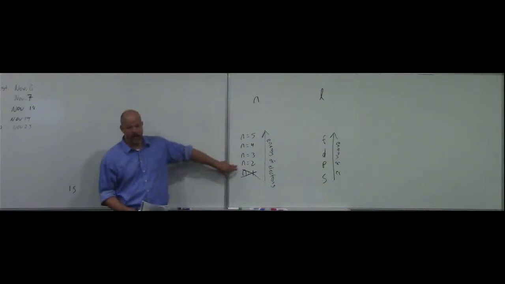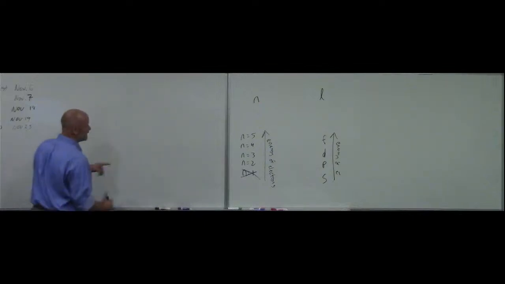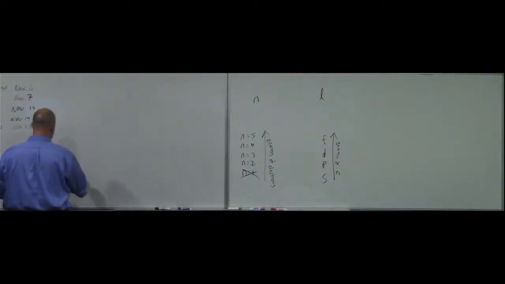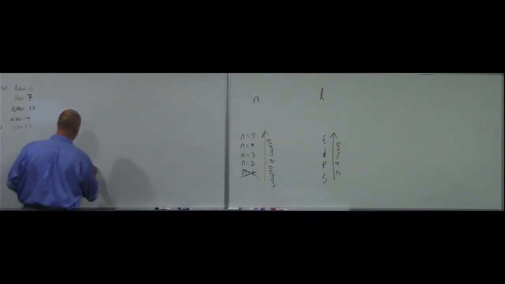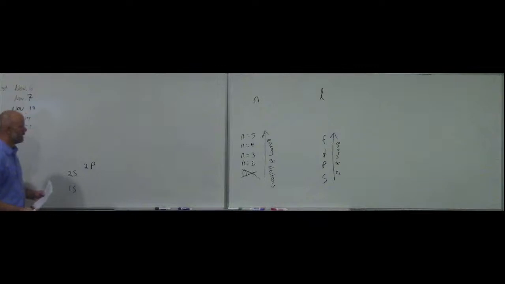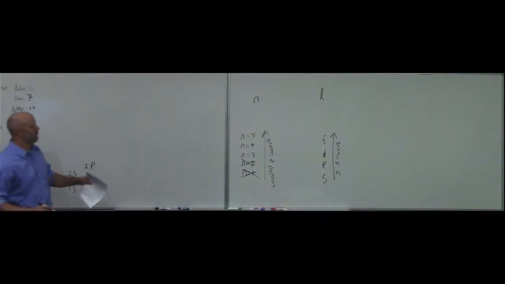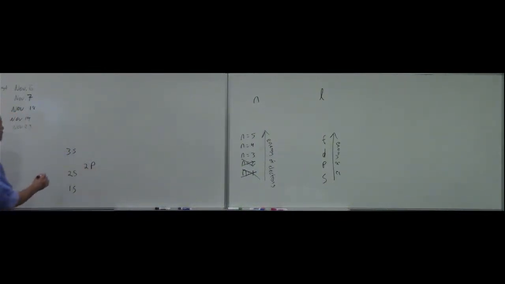For the second energy level, what can I hold? S and P. But s is lower energy than p is. So we go 1s, and then the next one is 2s. And the next energy level is going to be 2p. Now, that takes care of my n equals 2. I want to go to n equals 3. What's my lowest energy level? 3s. And then 3p.